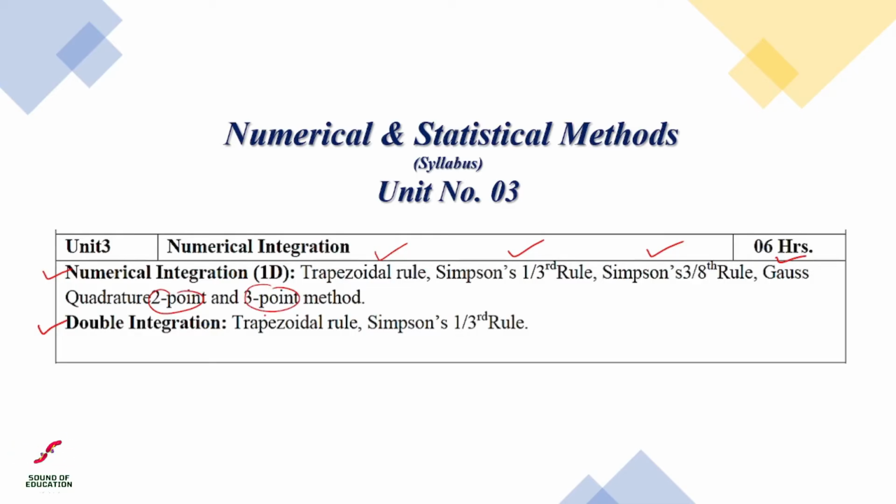So a total of 5 methods are there in the first part, and in the second part, which is about double integration, we have to discuss the trapezoidal rule for double integration and Simpson one-third rule for double integration. Particularly this session is about the trapezoidal rule, so let's directly move towards the numerical. Then we will discuss the step-by-step procedure to calculate the area under the curve by using the trapezoidal rule.